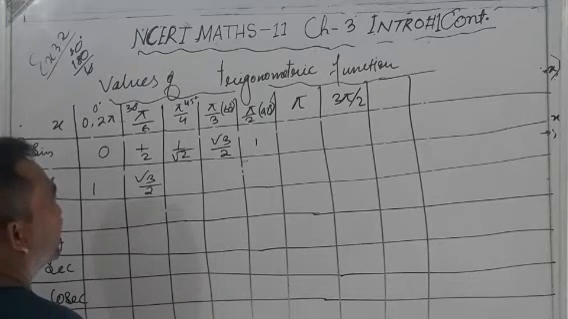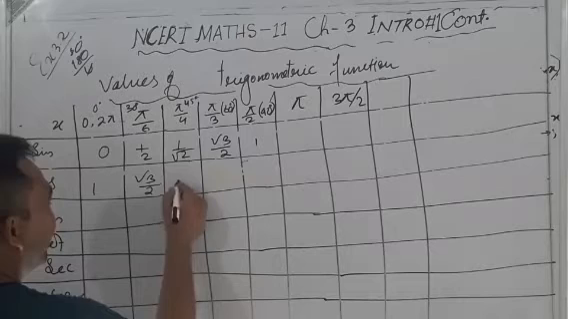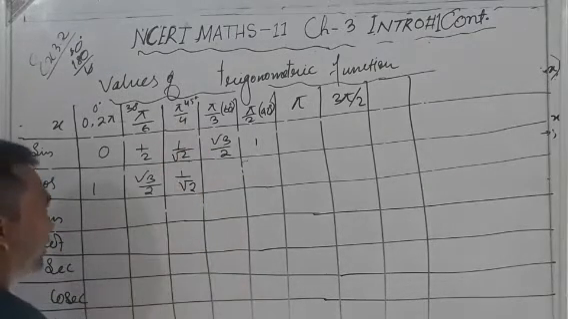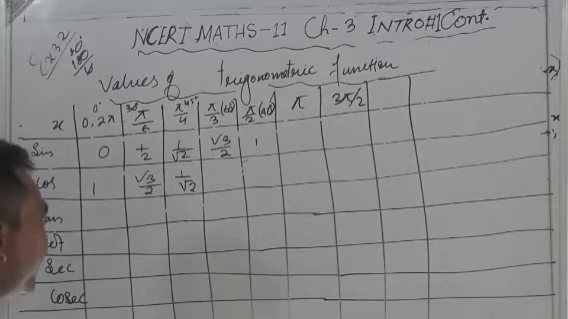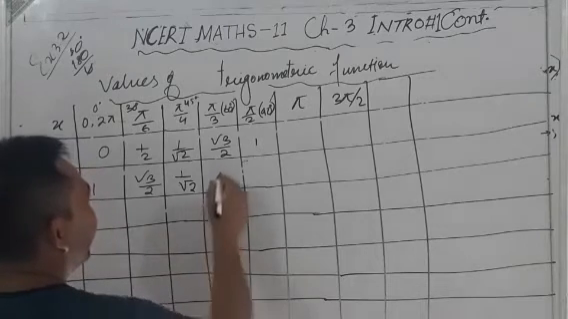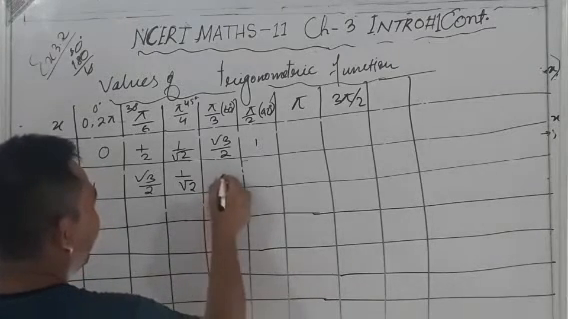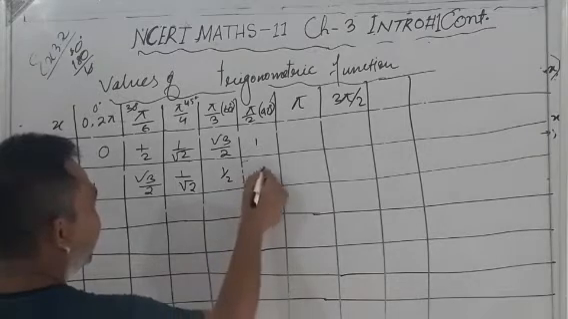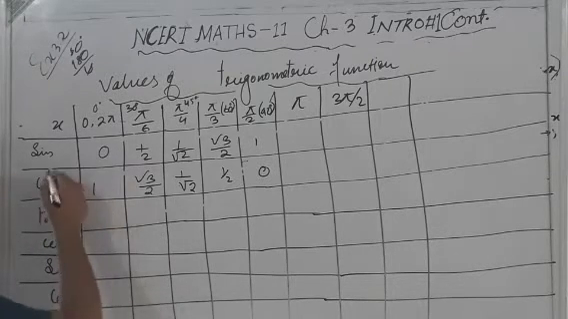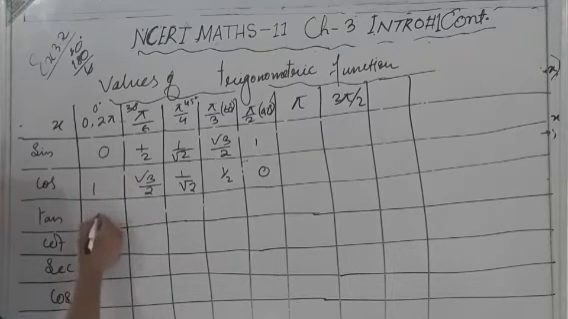So next, what comes? 1 by root 2. Okay, at 45 degree, sin x and cos x are equal to each other. Okay, and then here it will be how much? 1 by 2, and then 0. Correct. Now for tan we can find out. Tan means what? Sin by cos. If we divide this 0 by 1, so this is 0. Correct?